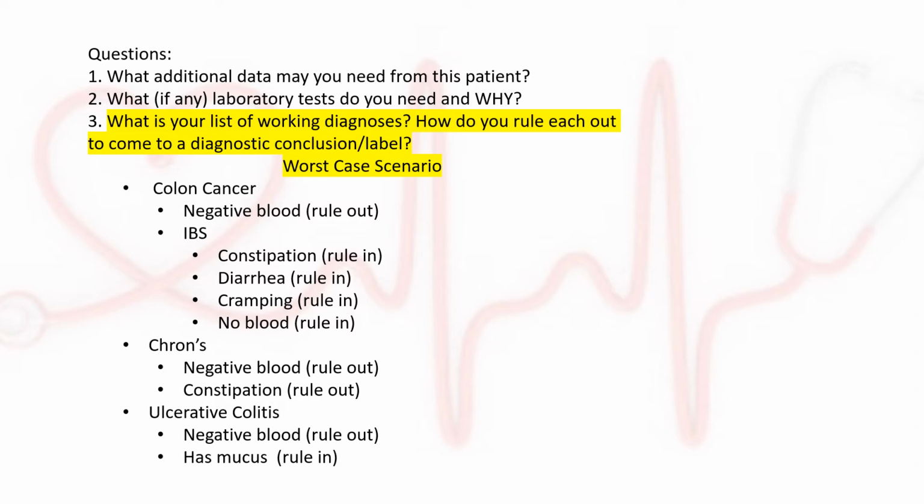So now, what is your list of working diagnoses and how do you rule them out? I'm thinking of the worst case scenario, colon cancer. But she's negative for blood. IBS, irritable bowel syndrome. She has constipation, diarrhea, cramping. No blood, though. Crohn's disease, no blood. And she has constipation. Ulcerative colitis, no blood.